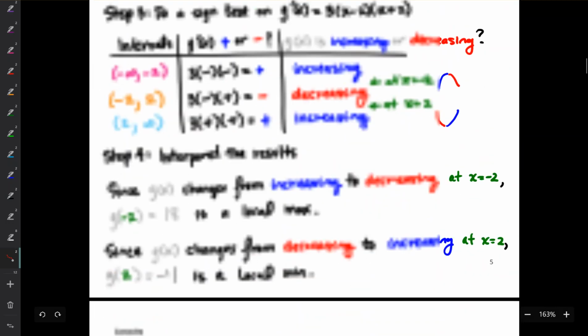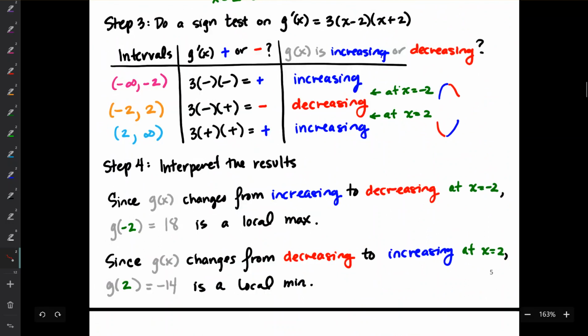All right, here we are. Okay, so in example 3, we said that g of 2, which happened to be minus 14, was a local min. And we did that by doing the first derivative test, which is really just doing the increasing and decreasing test and then interpreting the results.